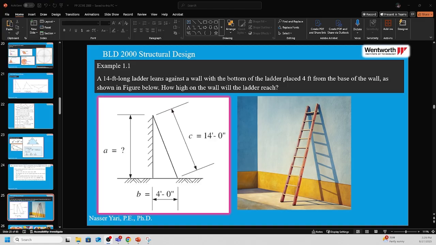All right, we're going to look at this example right here. We have this ladder. The ladder itself is about 14 feet long. It's put against the wall. We would like to know what the height of the wall right here is. So we put the ladder about 4 feet away from the wall, and you can see the diagram here. Then what is the height of the wall? That's basically the question.